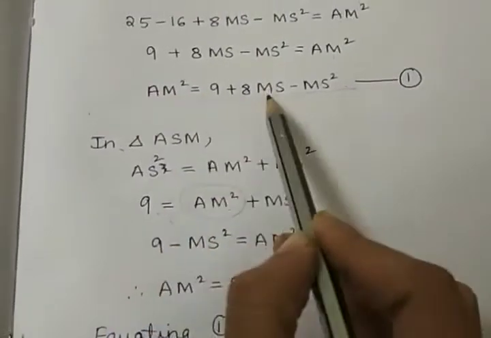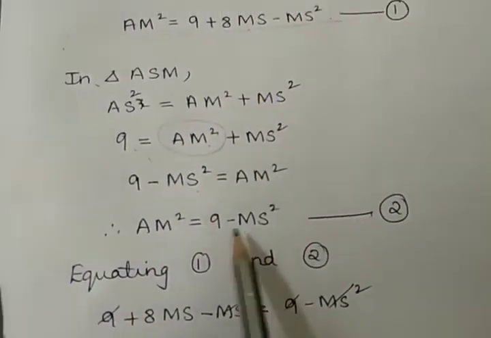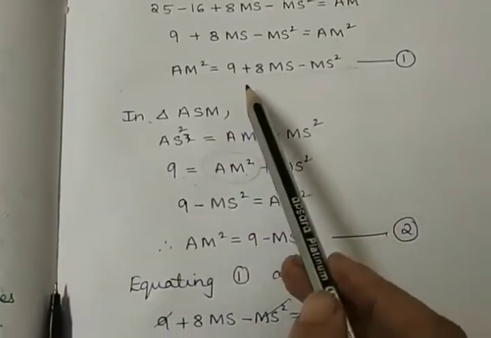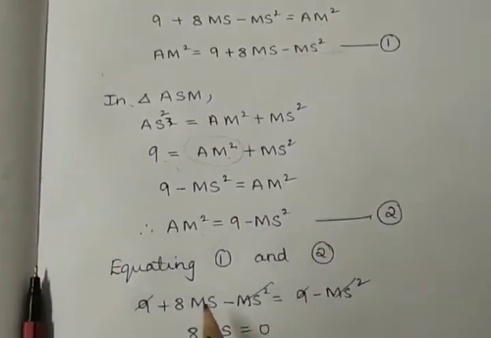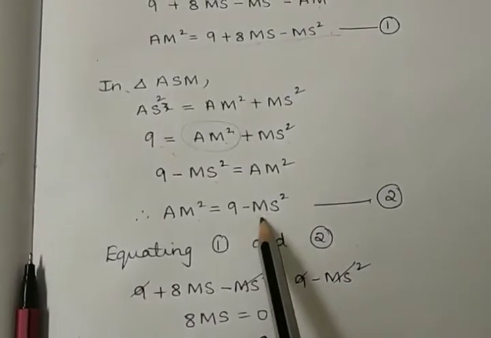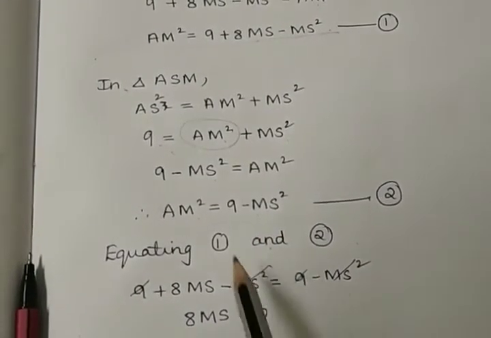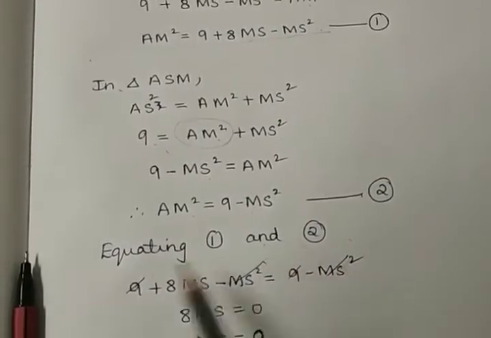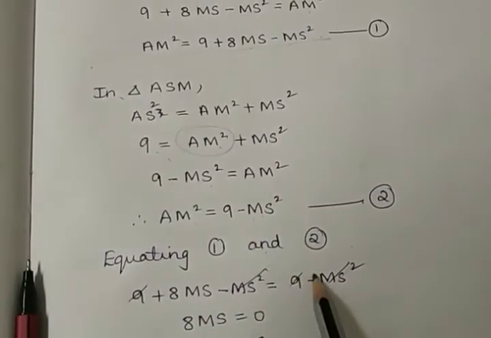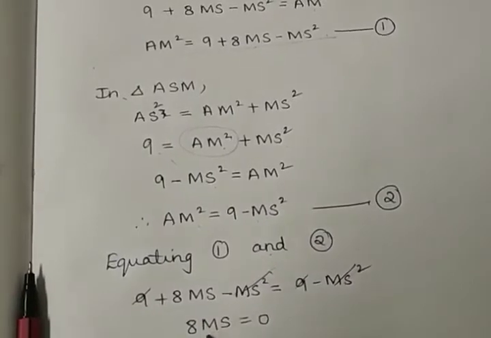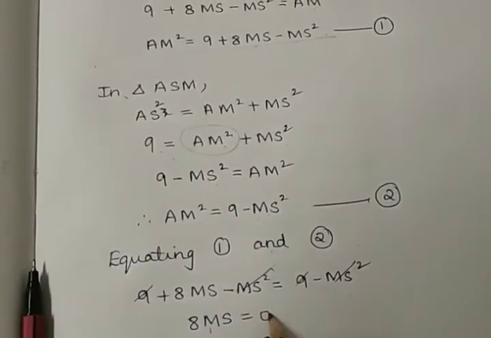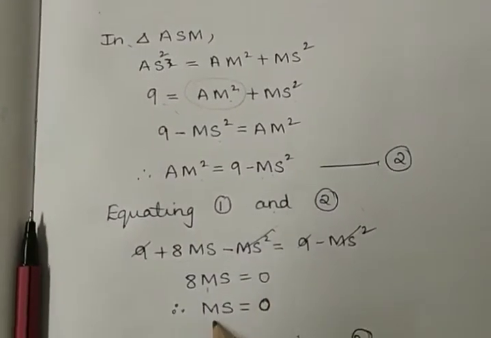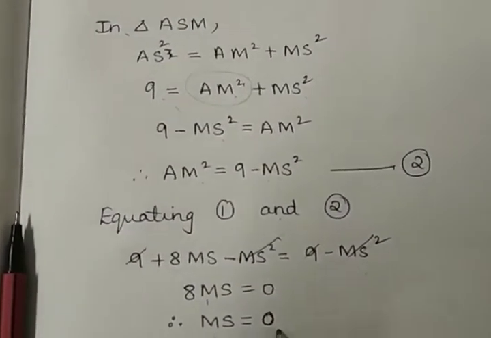Now AM square is this as well as AM square is this. So I can equate 1 and 2. So when I equate 1 and 2, I'll get 9 plus 8 MS minus MS square is equal to 9 minus MS square. Now minus MS square and minus MS square will get cancelled. 9 and 9 will get cancelled. So what remains here is 8 MS, and here what remains is 0. So 8 MS is equal to 0, which means MS is equal to 0.